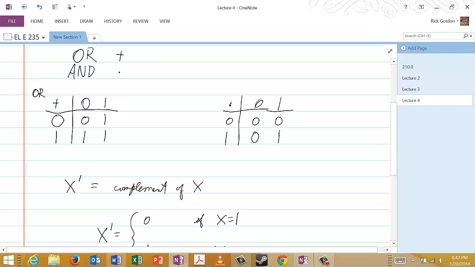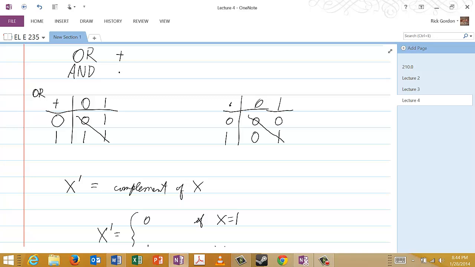Again, 0 ANDed with 1 is 0, and 1 ANDed with 0 is 0. One other thing I'd like to point out while we're looking at these tables is that if we regard this right here as the main diagonal of the AND table, then the table is symmetric about that diagonal. And the same thing is true over here for the OR table. If we draw a main diagonal, this is symmetric about that main diagonal. Now what that means is simply that 0 ORed with 1 is the same as 1 ORed with 0, and 0 ANDed with 1 is the same as 1 ANDed with 0.